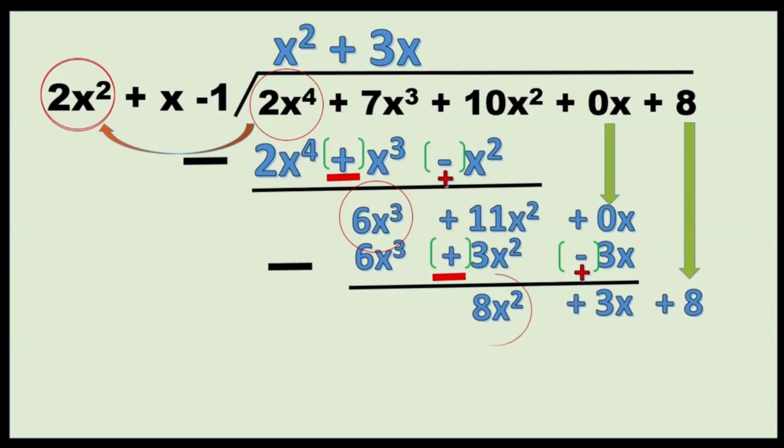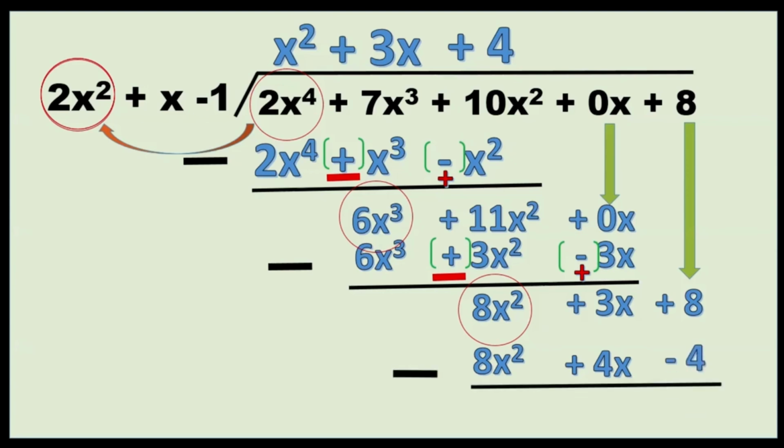And the next one, we have to divide 8x squared by 2x squared. Okay, 8 divided by 2 is 4. x squared divided by x squared is x to the 0, because if we subtract their exponent, 2 minus 2 is 0. Therefore, the quotient is 4. Okay, so next we multiply 4 times 2x squared. We have 8x squared. 4 times x is 4x. 4 times negative 1 is negative 4.